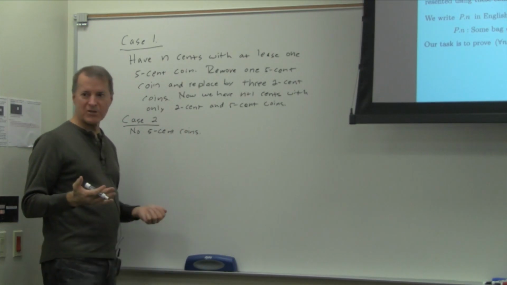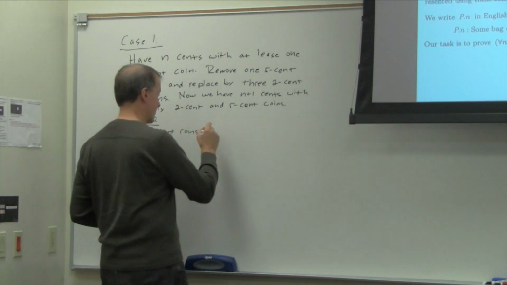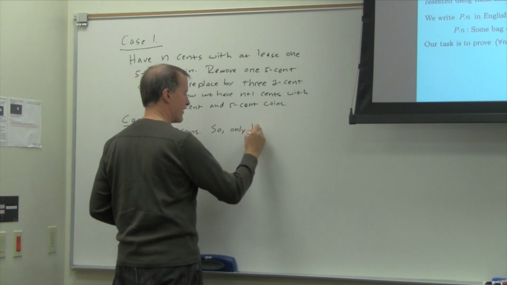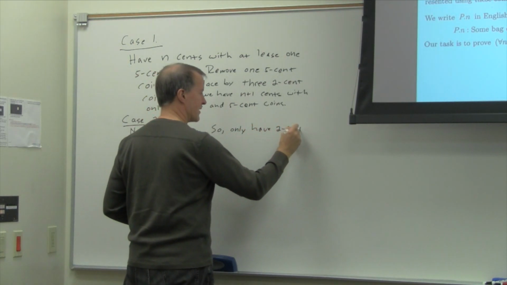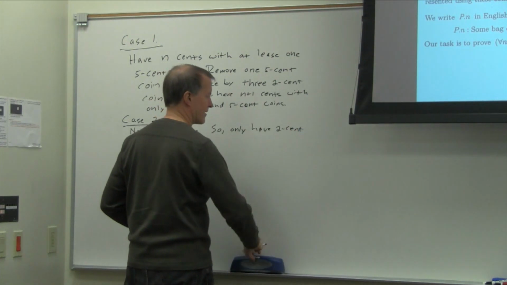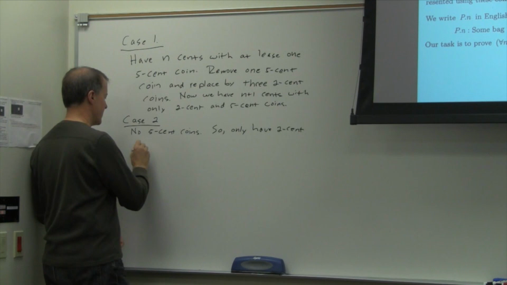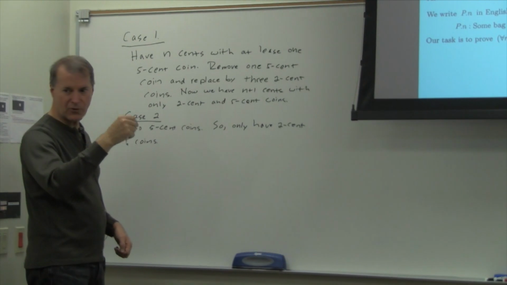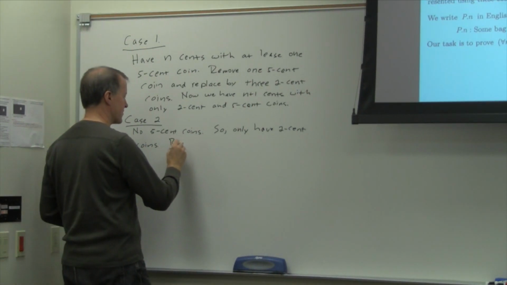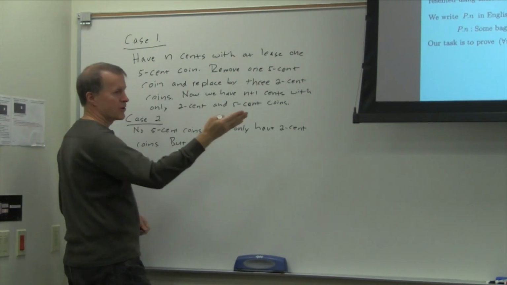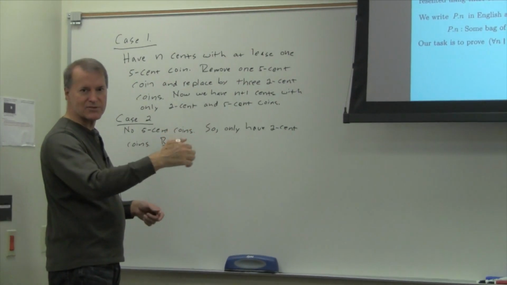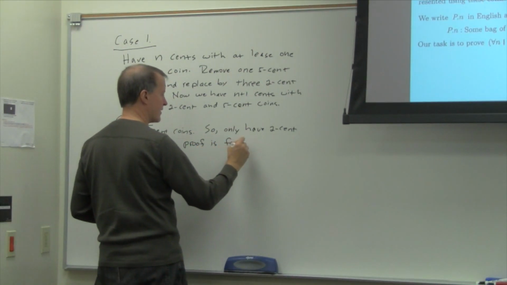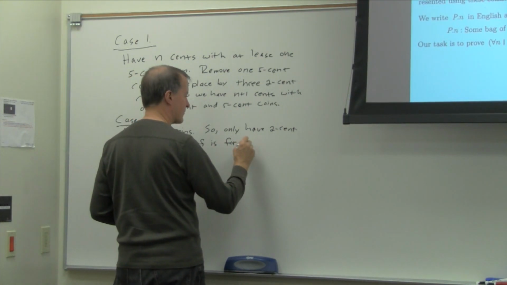Okay, therefore there must be only 2 cents. So therefore, we only have 2-cent coins. But the base case was what? 4. Greater than or equal to 4. Right. Okay. But the proof is for an amount greater than or equal to 4 cents, right?